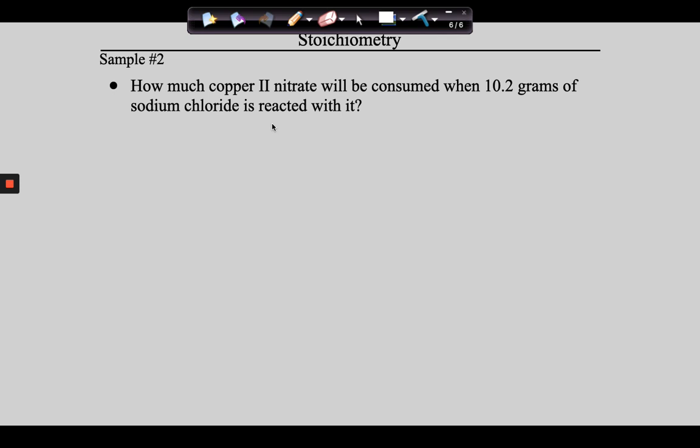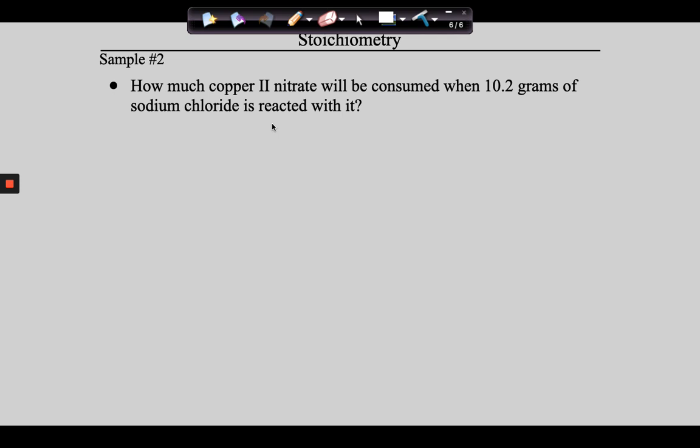So guys, I don't think you need to write this down necessarily, but I would like to step you through it. So some people read this and they're like, wait, that sounds really foreign. But guys, this is actually just like the homework assignments we've done for the last couple days. Just get rid of the number. So you could even reword it this way. Copper 2 nitrate is consumed when reacted with sodium chloride. If you remove the numbers, then all of a sudden we have something that seems a little bit more familiar.